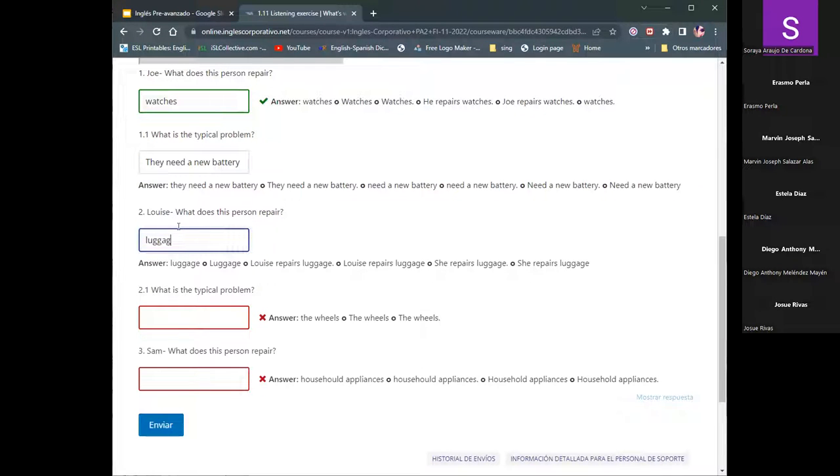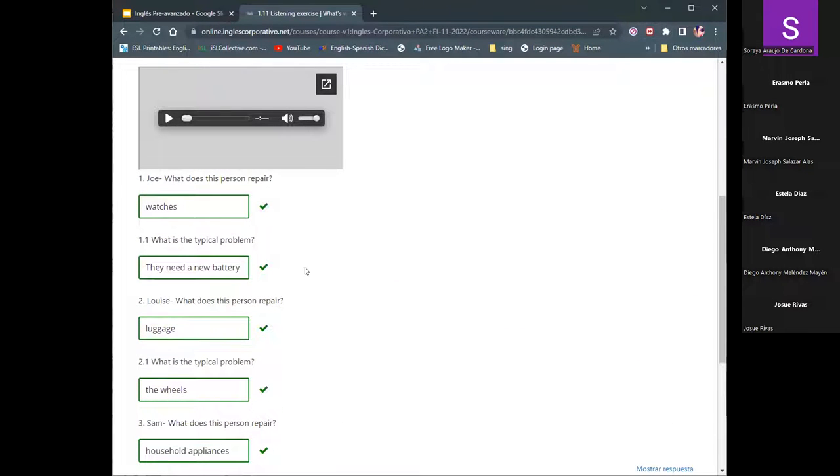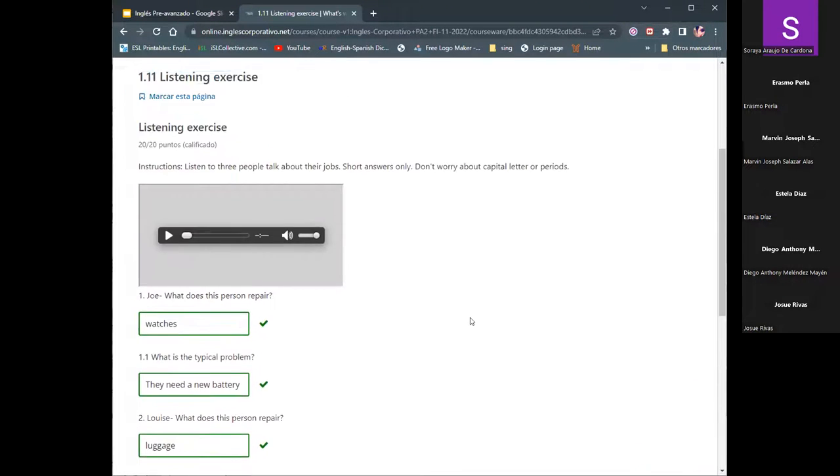Luggage. Luggage, right? That is the next one. The other one is the wheels. And the last one is household appliances. Yes. Household appliances. Let's see. Yes, correct. So number one is watches. Number two, they need a new battery. Number two, again, is luggage. 2.1, the wheels. And three, household appliances. Okay, thanks. Okay, perfect. Any other question?